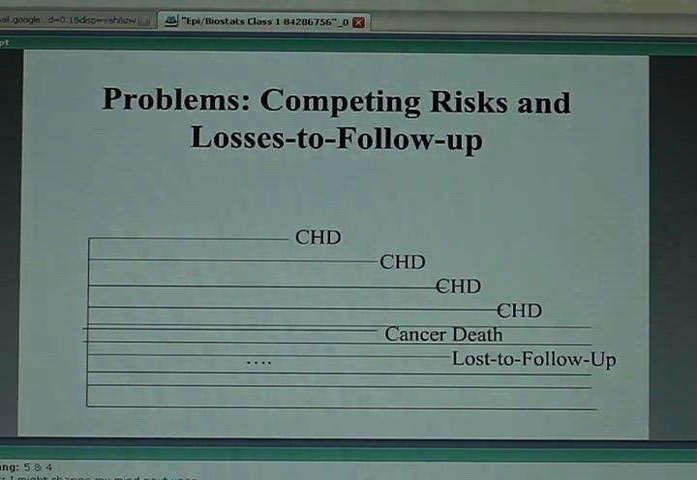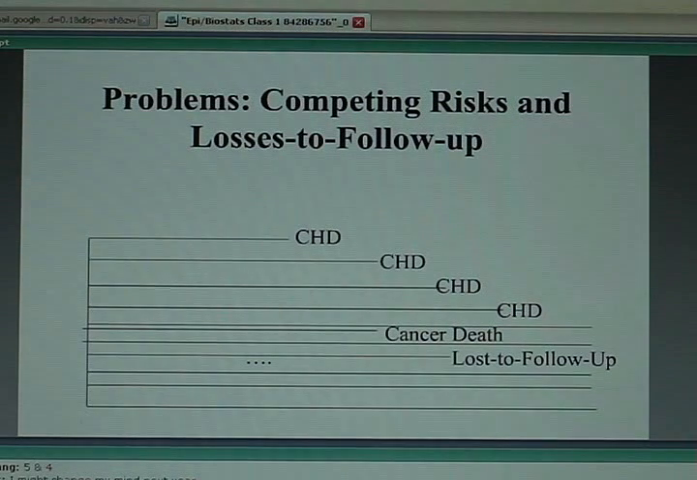Also, we have people who we lose contact with. They don't come back to their follow-up exams. We don't know whether they did or did not develop coronary heart disease. The last time we saw them was 14 years into the study, and we lost contact with them. We don't know whether they did or did not develop coronary heart disease.